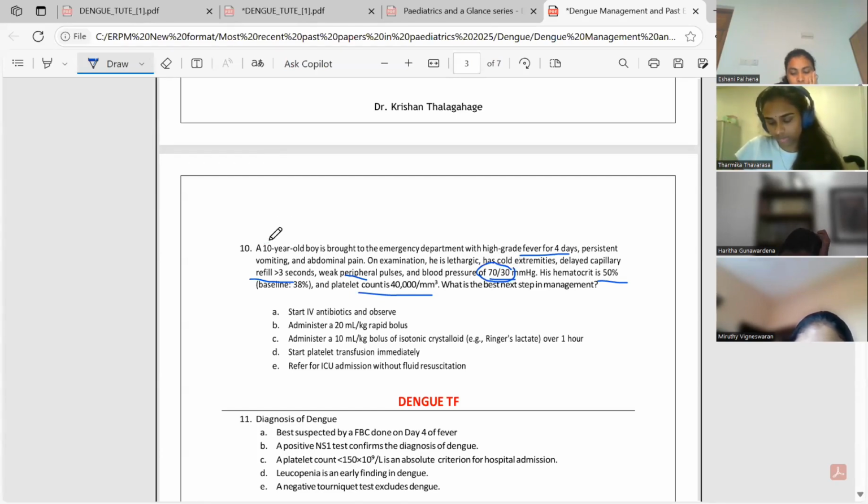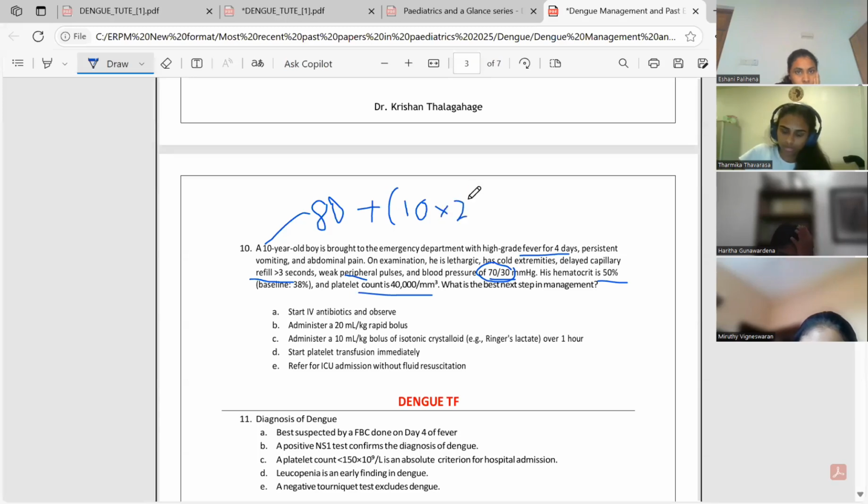How do we calculate normal blood pressure? 80 plus age into 2. His age is 10. 10 into 2 is 20, so 20 plus 80 is 100. His systolic blood pressure should be at least 100. Here it is 70. So he is in profound shock. If he is in profound shock, the management should be normal saline, 20 ml per kg, rapid bolus.